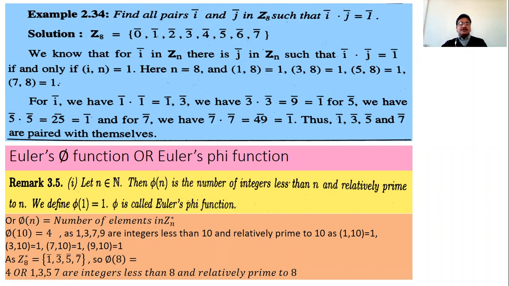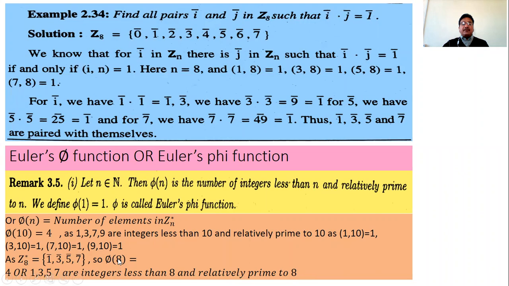So we can find phi(8) by using this definition. That is, what is Z8 star? It is 1 bar, 3 bar, 5 bar, 7 bar. And what is phi(8) then? 4, because 1, 3, 5, 7 are less than 8 and relatively prime to 8. So we find the numbers less than 8 and relatively prime to 8. What are they? 0 is not relatively prime to 8. 1 is relatively prime to 8. 2 is not relatively prime to 8 because the greatest common divisor of 2 and 8 is not equal to 1. 3 is relatively prime to 8.